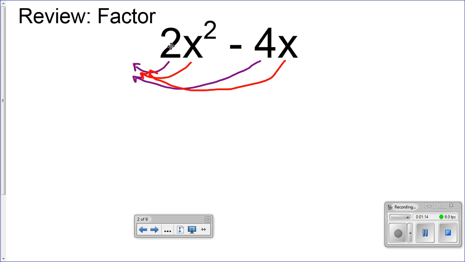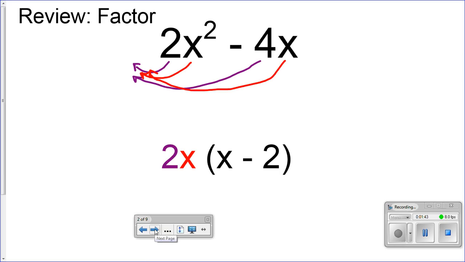So take away the 2. 2 divided by 2 leaves me with 1 for the coefficient. X squared divided by x leaves me with an x. 4 divided by 2 leaves me with a 2, and x divided by x leaves me with a 1. So what I have is the 2x that I pulled out, because that's what they have in common, and the leftover, a single x for the first term, and a 2 for the second term. And that's how I factor it with just the GCF.